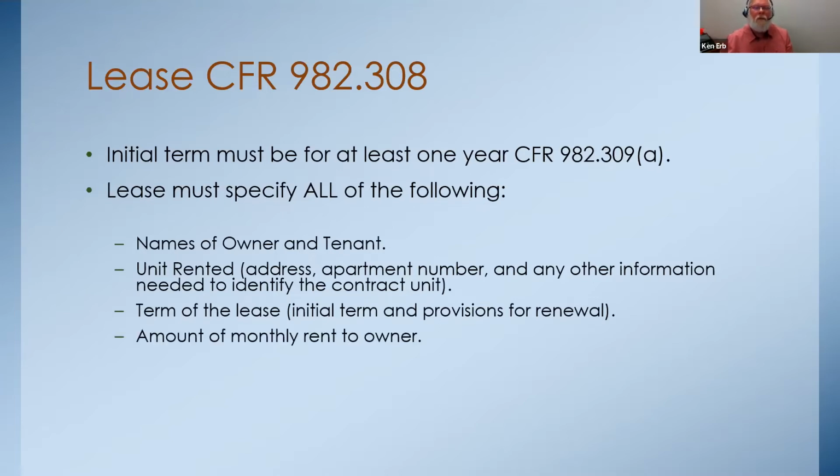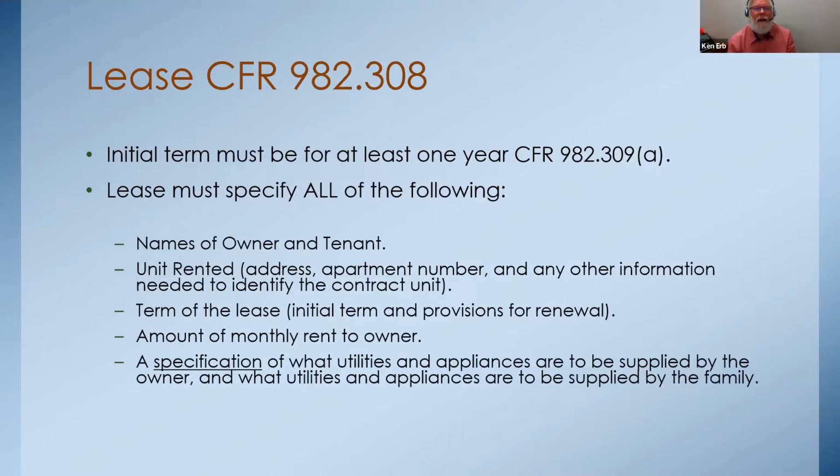The amount of the monthly rent to owner, and one that says that it has to have a specification of what utilities and appliances are to be supplied by the owner and what utilities and appliances are to be supplied by the family. I know that if a unit is generally tenants responsible for all rent, and then the agent will say, well, you have to write down who's responsible for which. And the reason is the Code of Federal Regulations says that these are all the items that must be included on the lease.